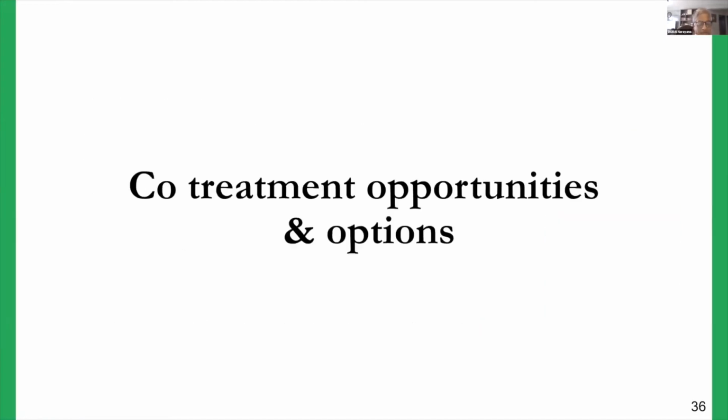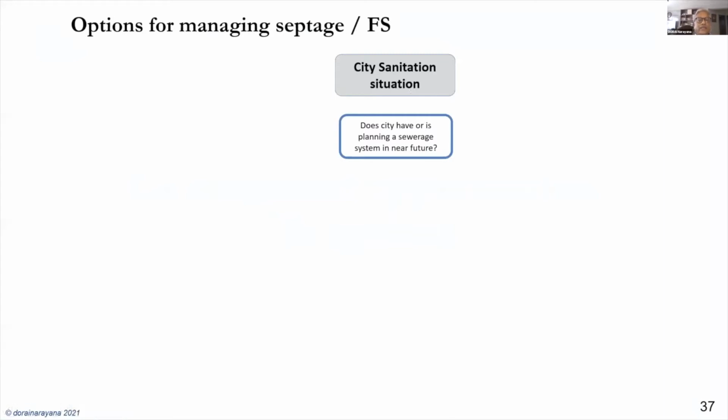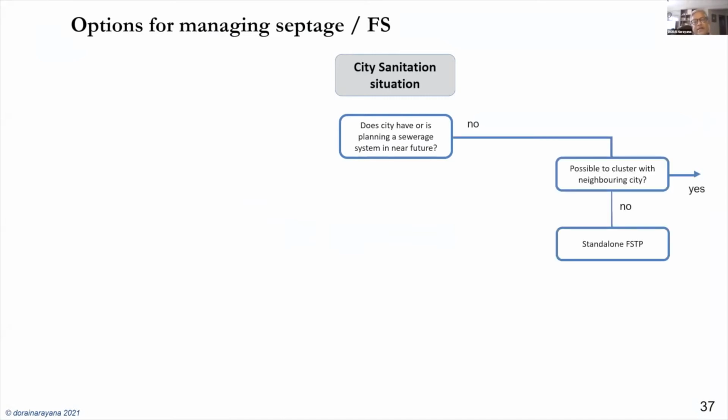Now let's look at it from a planning perspective, right? In a city planning perspective, how do you look for co-treatment opportunities and co-treatment options? This is how mostly the city managers are faced with this kind of dilemma. So if you have a city, for example, then the first question to ask is, does the city have a sewage treatment system now, or is it planning to have one in the near future? This is the first question. And of course, if you say no, then the potential of a co-treatment is just non-existent, right?